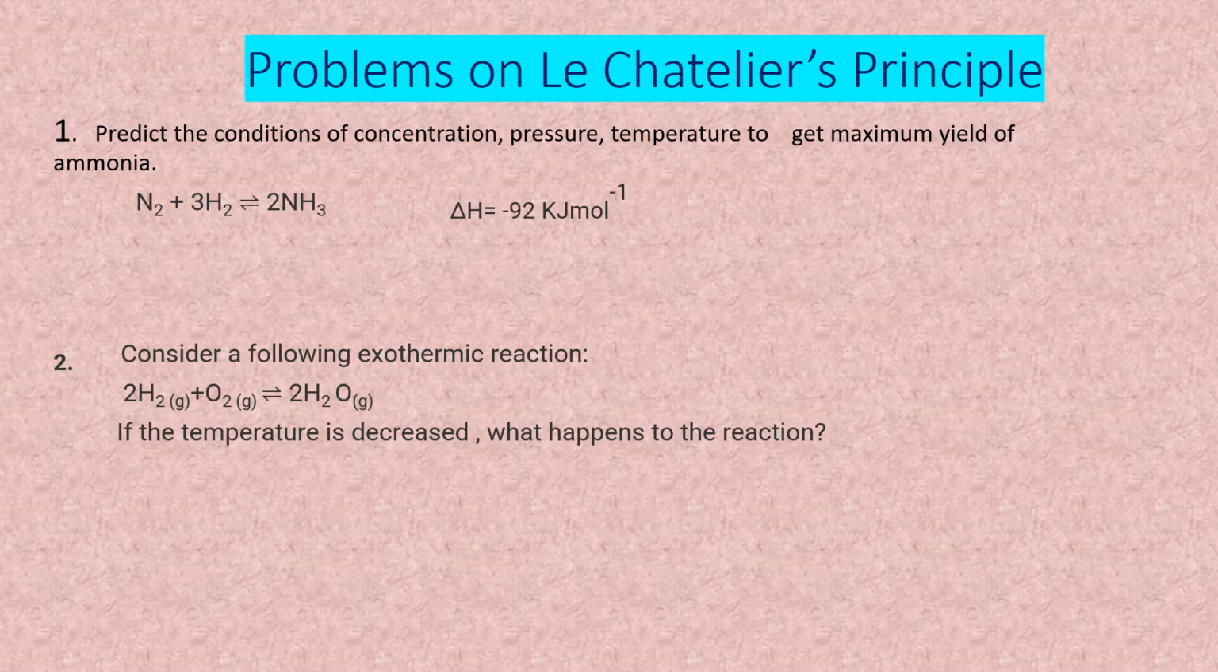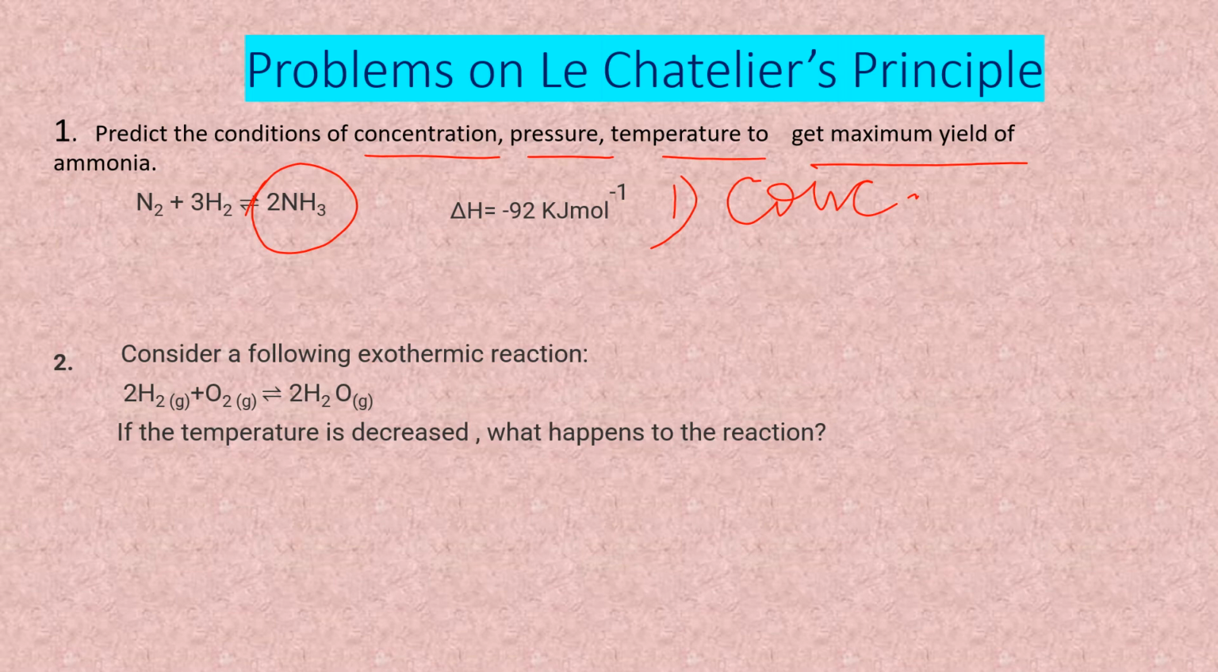There are some problems on Le Chatelier's principle. To understand this principle clearly, predict the conditions of concentration, pressure, temperature to get maximum yield of ammonia. That is, we want to make more and more amount of products. How can they be synthesized? Number one, concentration. Concentration of reactants, that is nitrogen, hydrogen, should be increased so that the reaction can move in the forward direction.